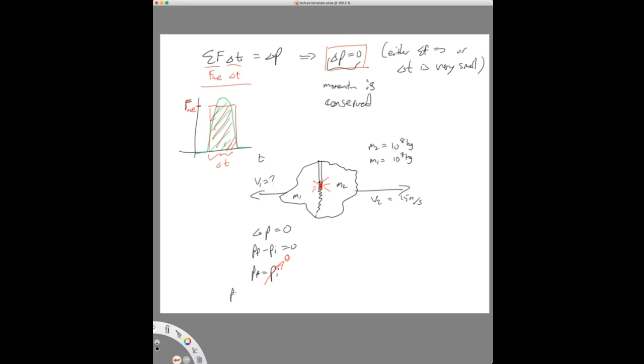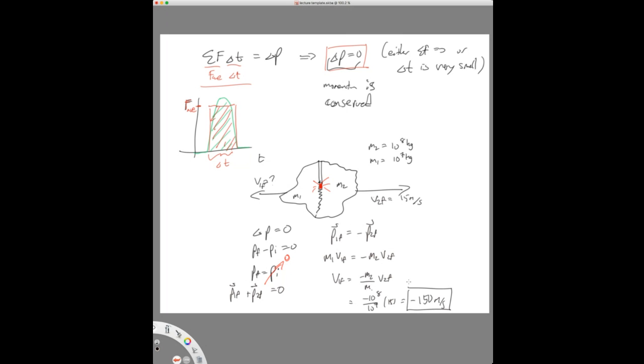So the final momentum would be P1 final plus P2 final, keeping in mind these are vectors. Because the initial momentum was 0, the final momentum is 0, and that means adding up the final momentum of each piece. What we get is P1 final is just minus P2 final. So that would be M1 V1 final equals minus M2 V2 final. Now this 15 meters per second is the V2 final, and V1 final is what we're looking for. So V1 final would be minus M2 over M1 times V2 final. That would be minus 10 to the 8 over 10 to the 7 times 15. That is negative 150 meters per second.